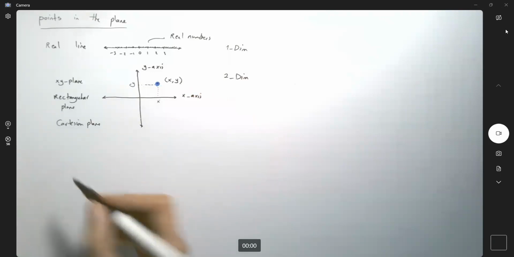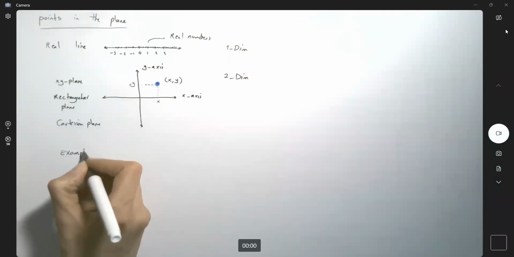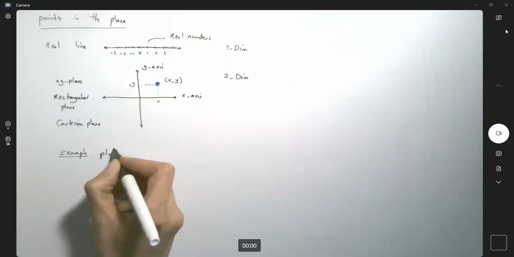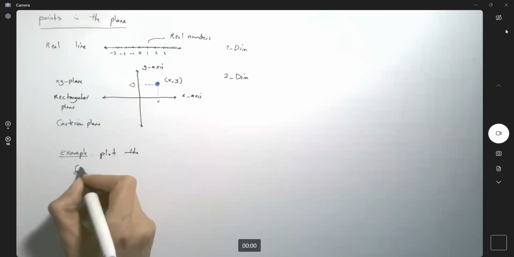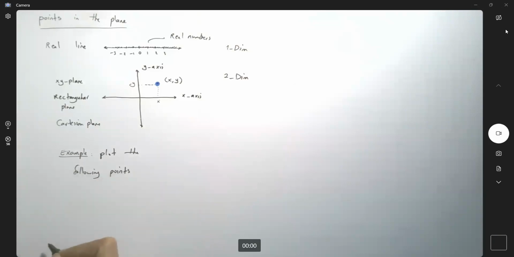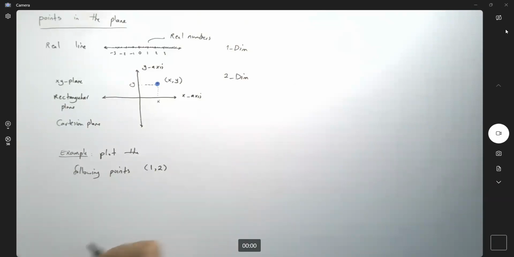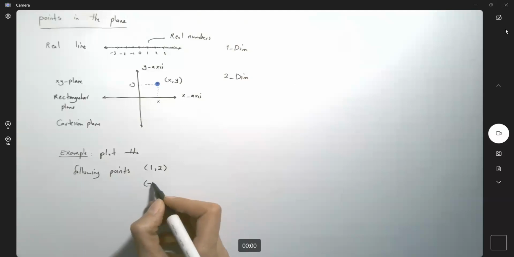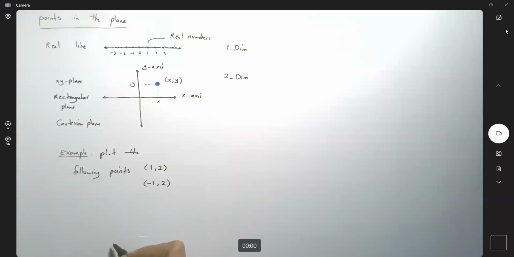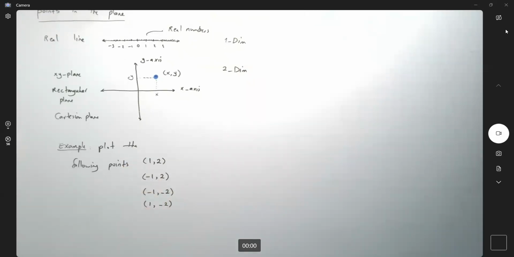Very good. So for example, suppose I ask you to plot the following points. The very first point is (1, 2). The second point is (-1, 2). Then I give you (-1, -2), and finally (1, -2). So I ask you to plot these 4 points.